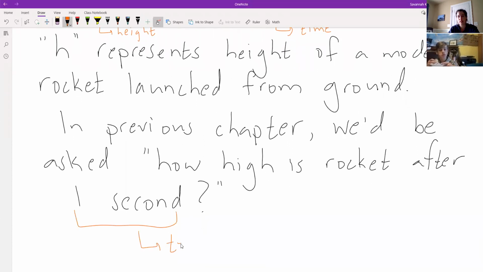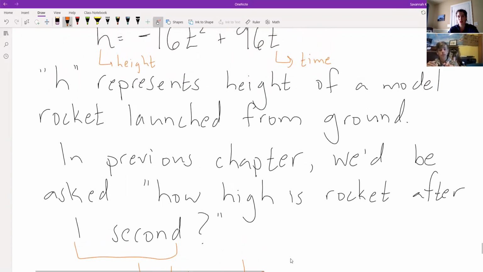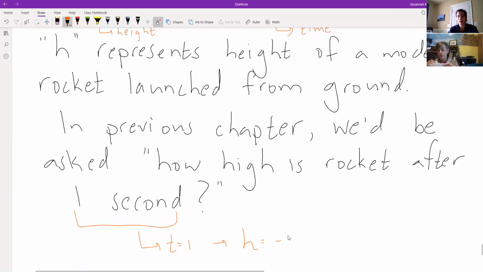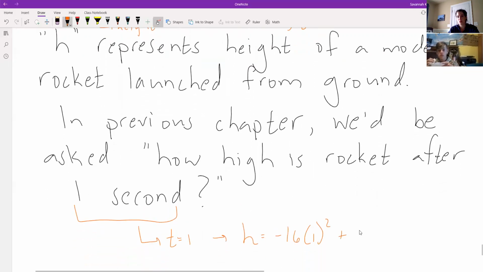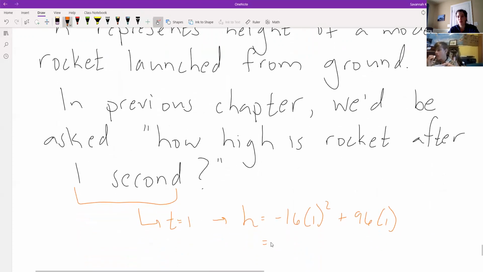1 second means time equals 1. So what we would have done is taken our h, just like it was, and instead of the t's, we would have put in 1s. They could have asked us after 2 seconds, we would have put in 2s. And we just simply would have worked this out.